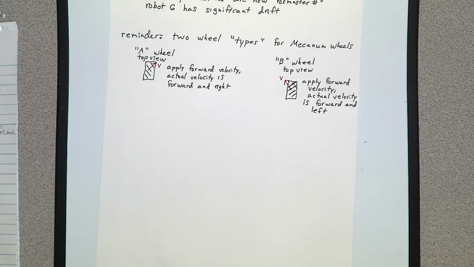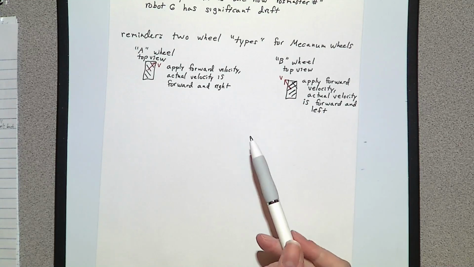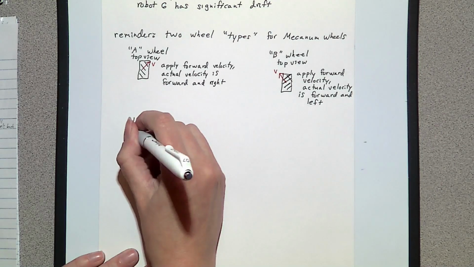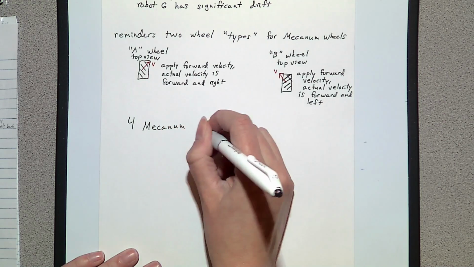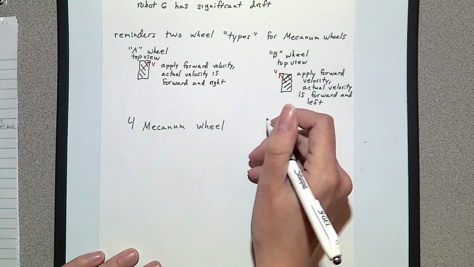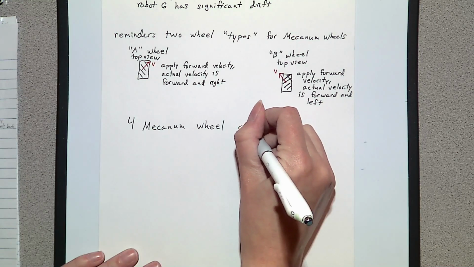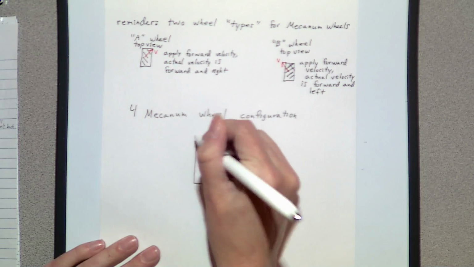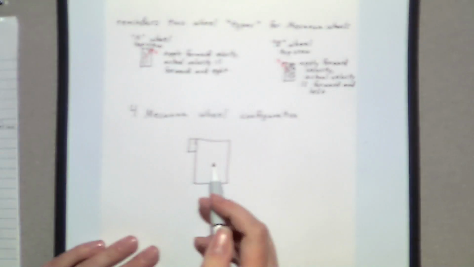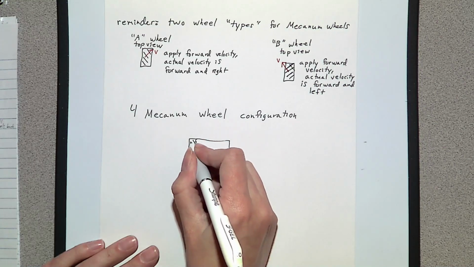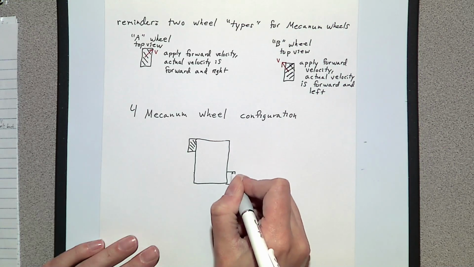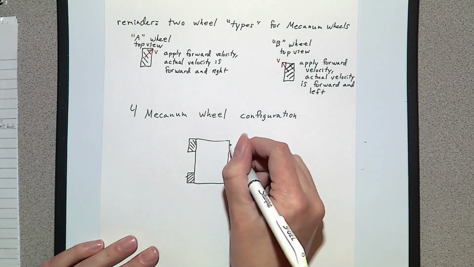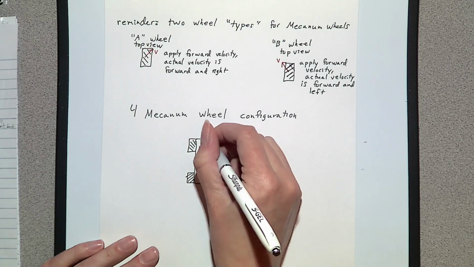And so when we have a mobile base and we want to have 4 wheels, the typical configuration, and what we have for our robot that we're using for the project, is that the wheel in the front left side is an A type, and then the other A goes in the diagonal, and we put B's in the other two. So this is a top view.